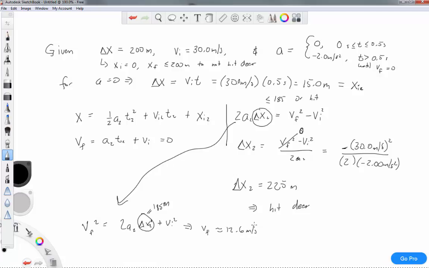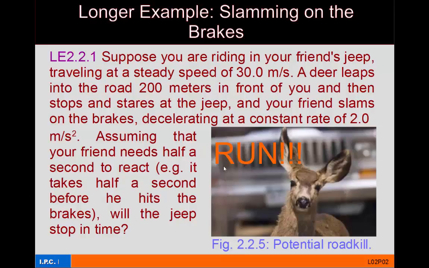which is actually still pretty fast. You know, you're going pretty close to 30 miles per hour. So hopefully the deer gets out of the way. Maybe the deer can follow the advice in the picture given and run away.